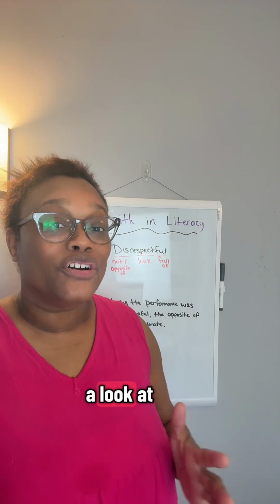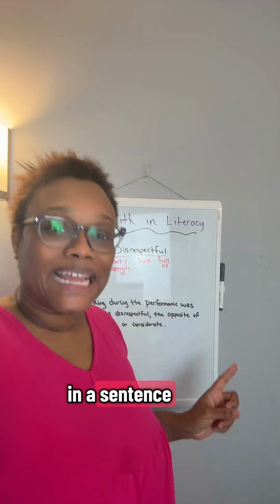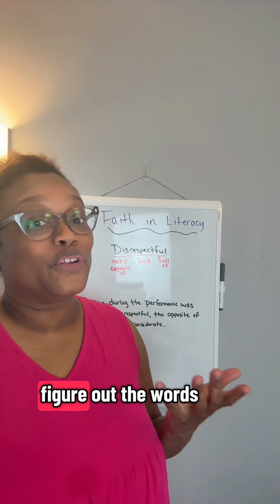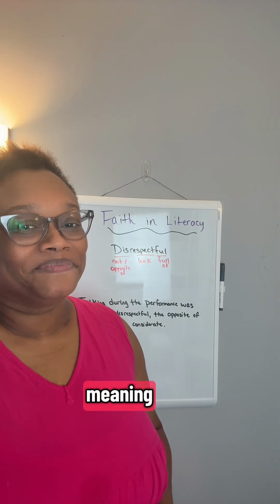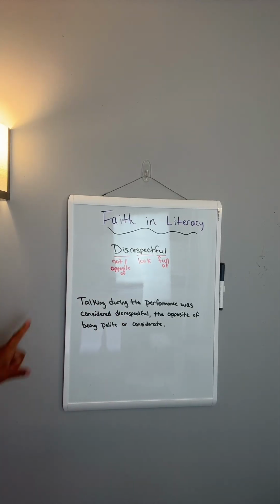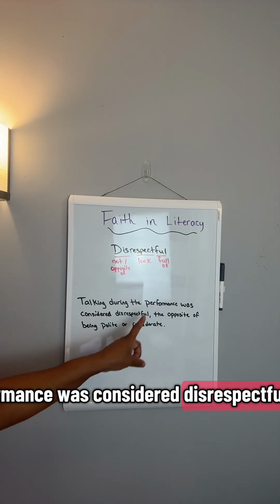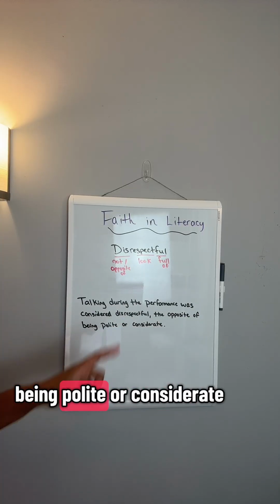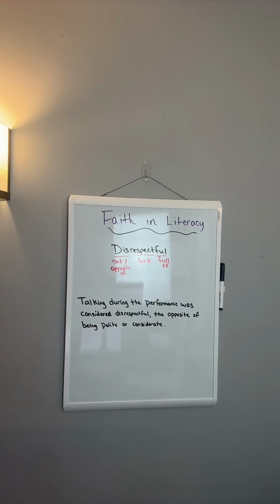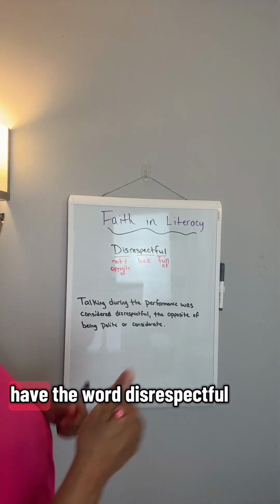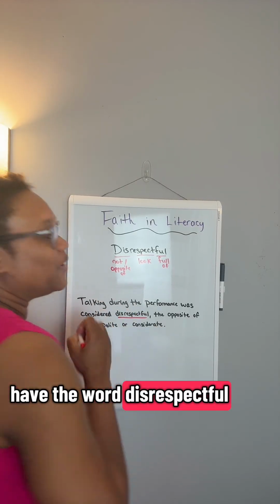Now, let's take a look at this word used in a sentence and how we can look at some context clues in order to figure out the word's meaning. Talking during the performance was considered disrespectful, the opposite of being polite or considerate. Now, here we have the word disrespectful.